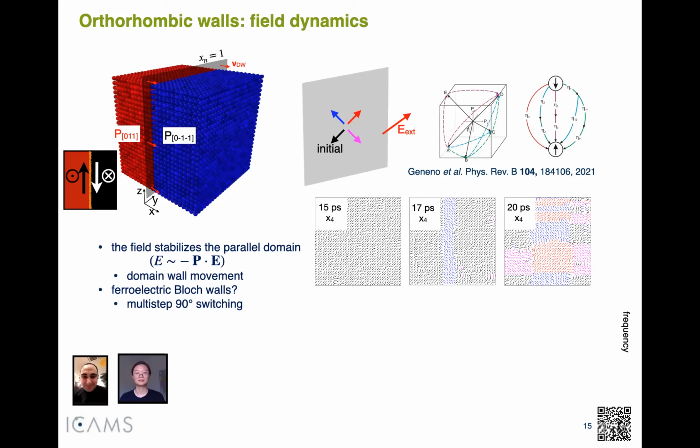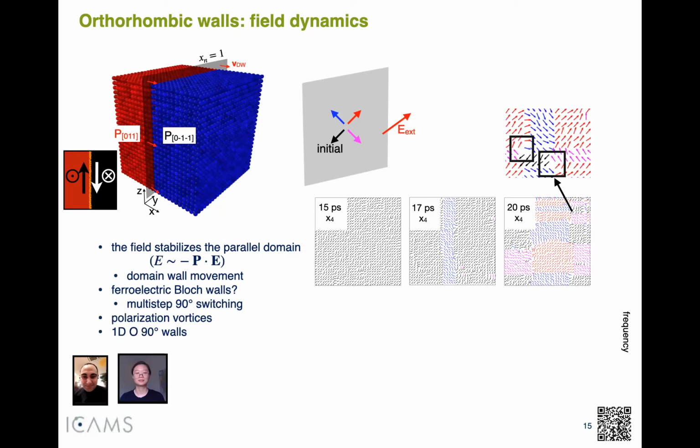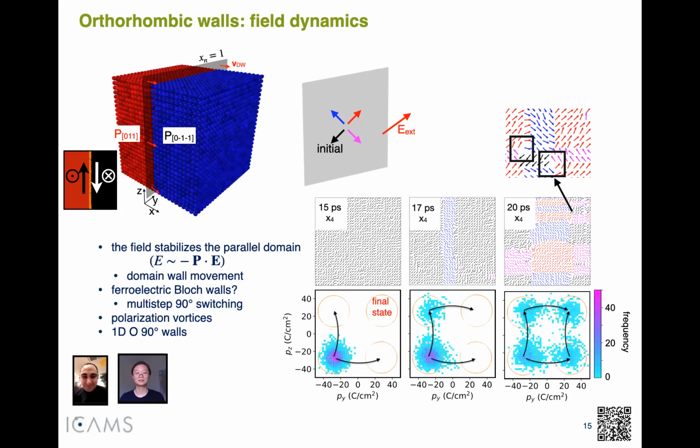It's a statistical process, and either we have the blue or the pink one, doesn't matter, with the same probability. And if they meet, we have the perfect switching. So what we see is really this 90-degree switching on the wall and the successive switching. And in this intermediate state, we not only have this block-like component, we have also one-dimensional orthorhombic 90-degree domain walls on the wall and vortices, just for geometrical reasons.